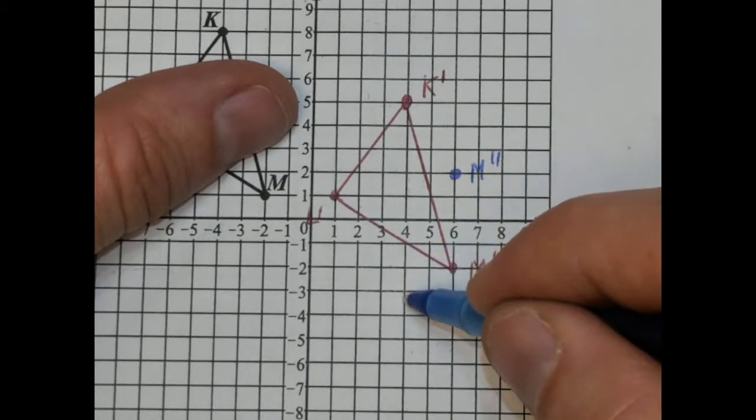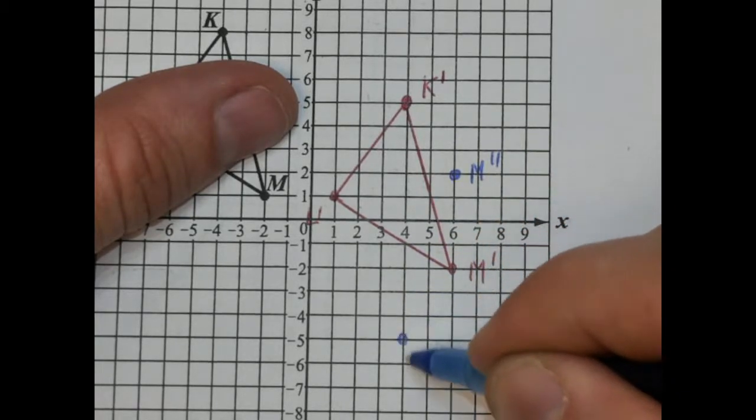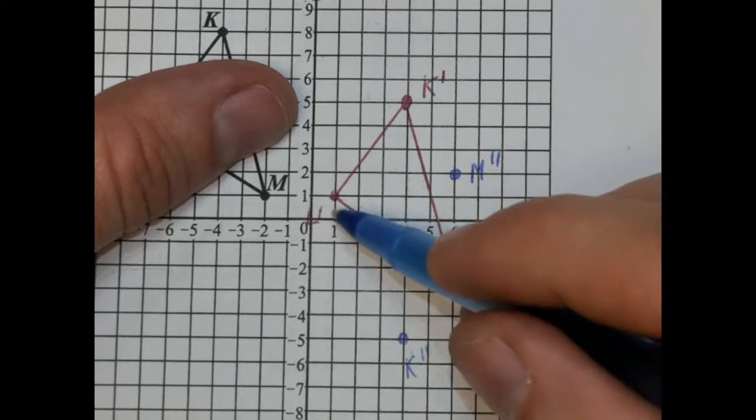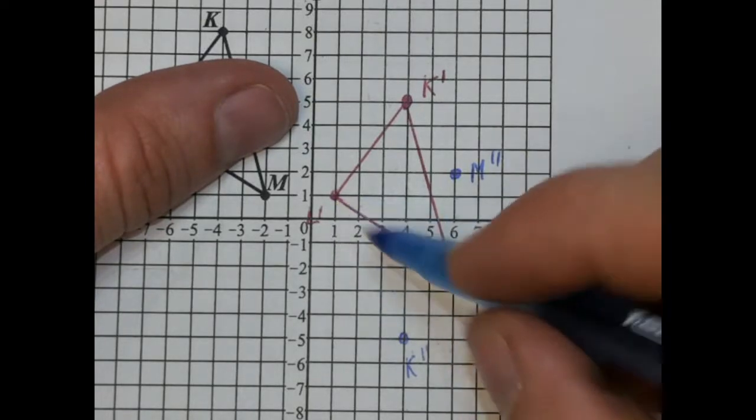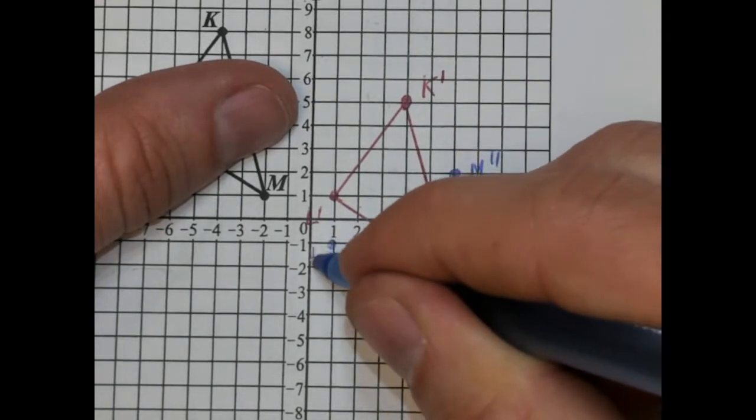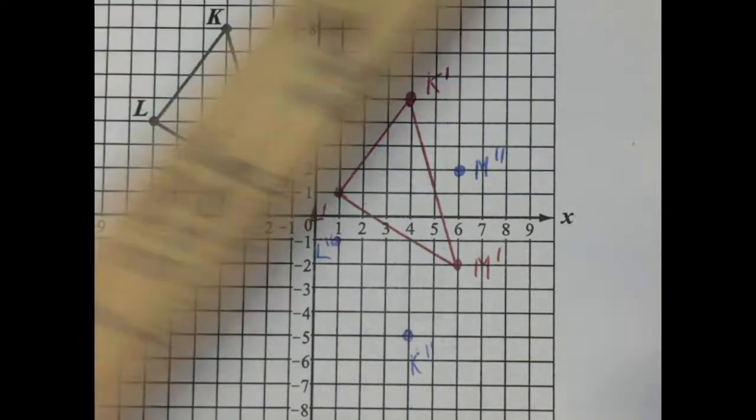1, 2, 3, 4, 5. And that's K double prime. L prime is here, it's 1 away, so L double prime will be 1 away down here. Okay? Now we're going to connect these.